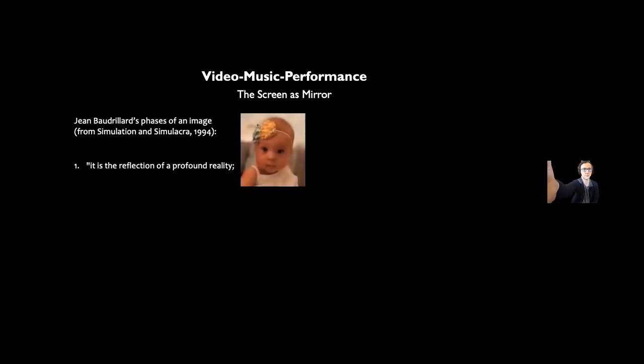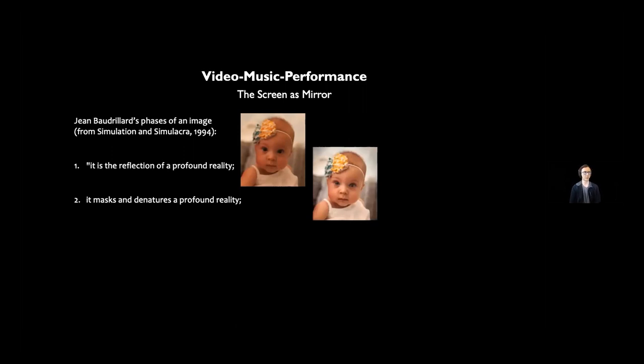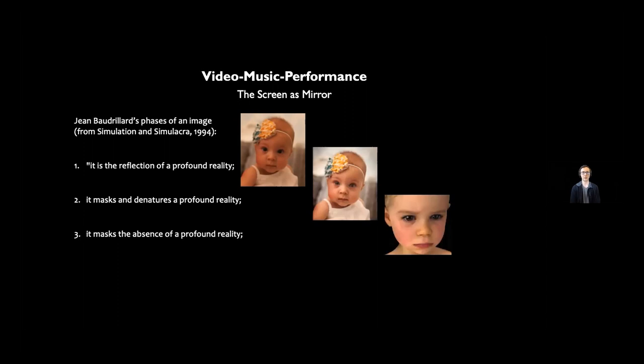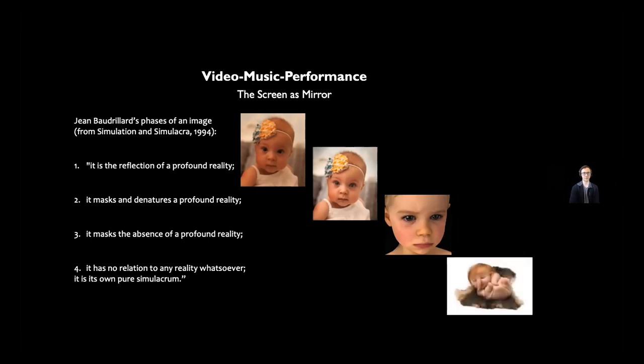The first is a reflection of a profound reality. So this could be, for example, a photograph. The second is that it masks and denatures a profound reality. An example would be a photograph that's been manipulated in Photoshop. The third level is that it masks the absence of a profound reality. This could be a photograph that has been created digitally to simulate reality, so a hyper-reality. And the fourth level of the image is that it has no relation to any reality whatsoever. It is its own pure simulacrum. So this would be a digital image that has no correspondence in nature.